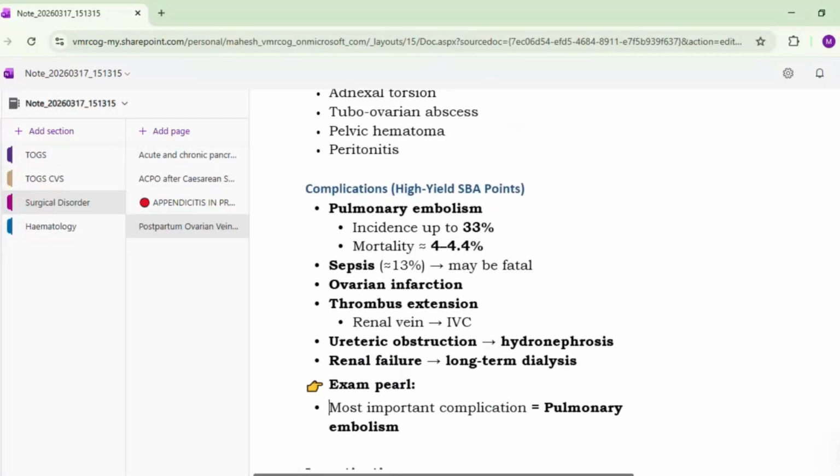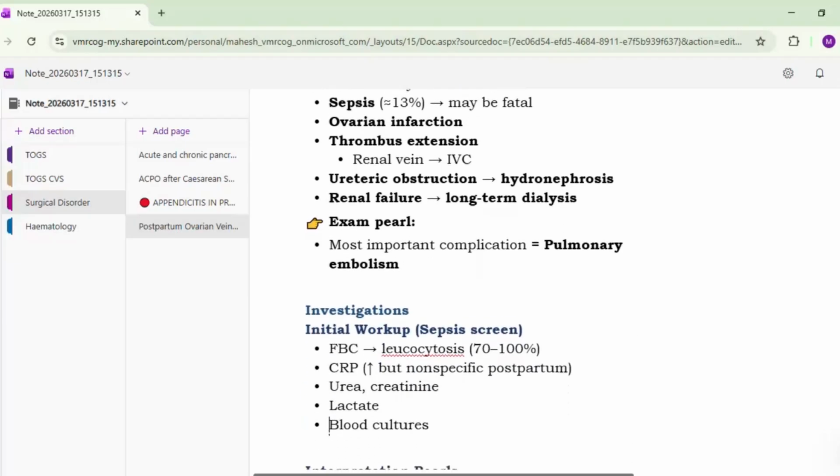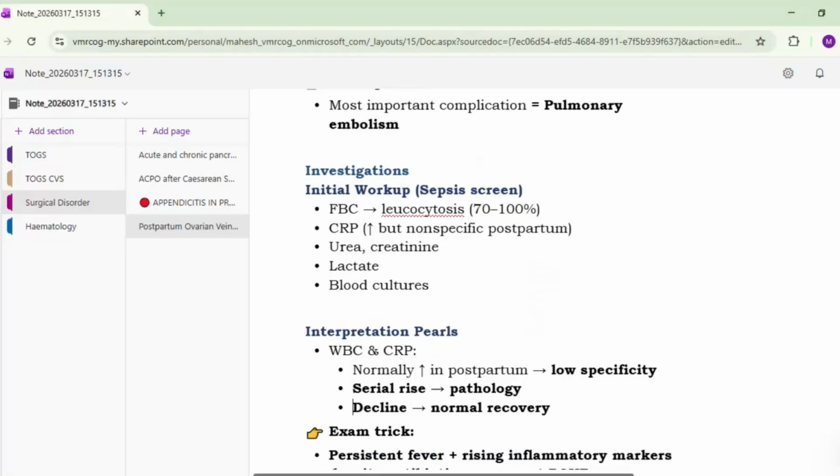Complications: pulmonary embolism, incidence is around 33%, mortality is around 4 to 4.4%. Sepsis is seen in around 13% of cases, it may be fatal. Ovarian infarction can be there. Thrombus can extend into the renal vein and then to the IVC. There can be ureteric obstruction leading to hydronephrosis. There may be renal failure leading to long-term dialysis. So from an examination point of view, remember the most severe complication here is pulmonary embolism.